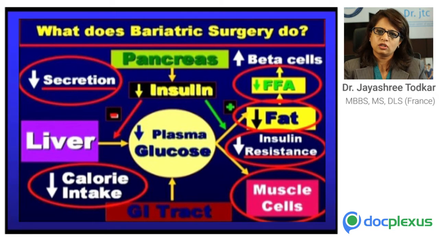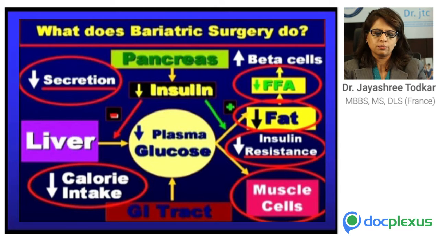There are n number of organs, enzymes, hormones and peptides involved in the energy balance, and these are all the levels which get impacted with bariatric surgery. If you look at this slide, you will know that it works on the GI tract, the liver, the adipose tissue, the muscle cells, the fat cells, and it also works on the brain, and it regulates the complete mechanism which leads to obesity.